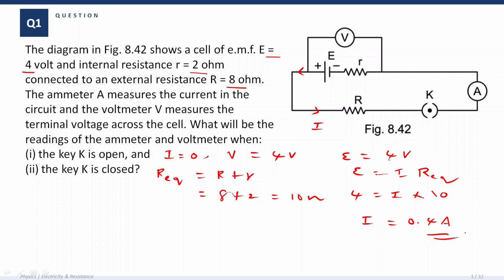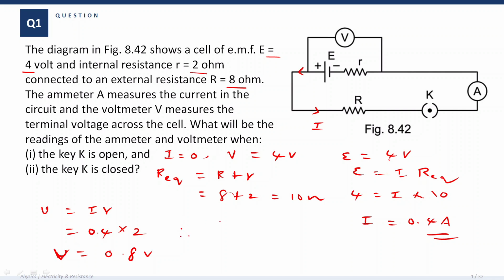Let's find the voltage drop. Voltage drop is represented by small v. Small v equal to capital I into small r, that is internal resistance. We found current is 0.4, internal resistance 2 given, that equals 0.8 volt. So it is the voltage drop.